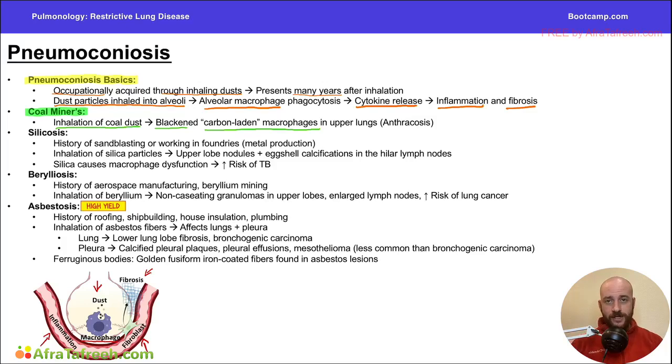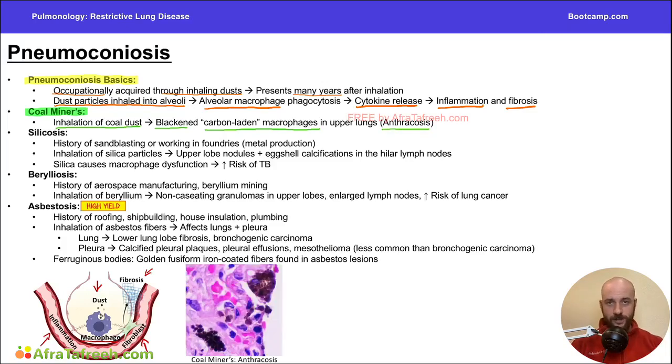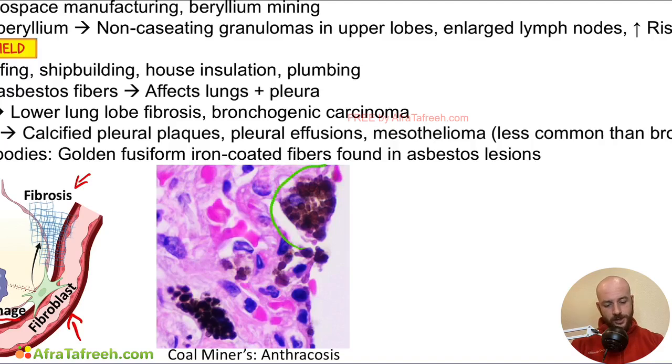So as the macrophages phagocytose those carbon particles, they're going to get a black appearance to them, and this is called anthracosis. So if we take a look at this histology picture here, we can see these large black pigments here, and this represents macrophages that have phagocytosed coal dust or carbon particles and now have a black appearance.